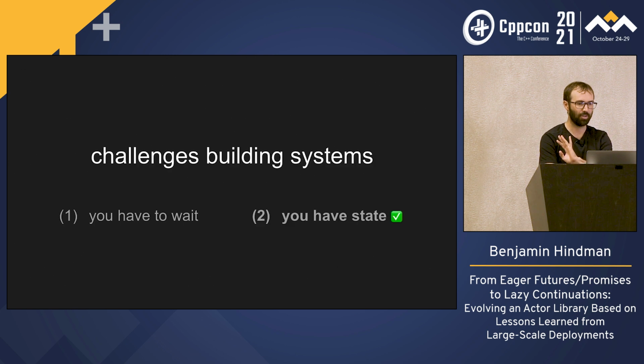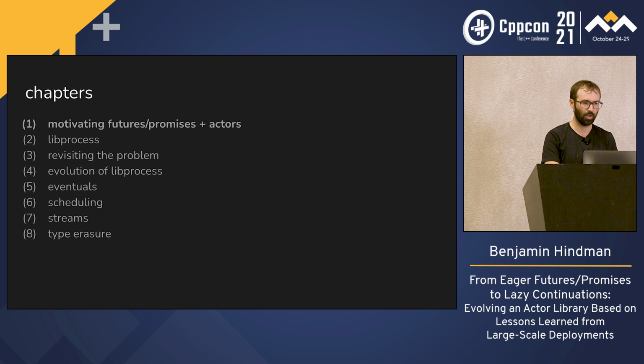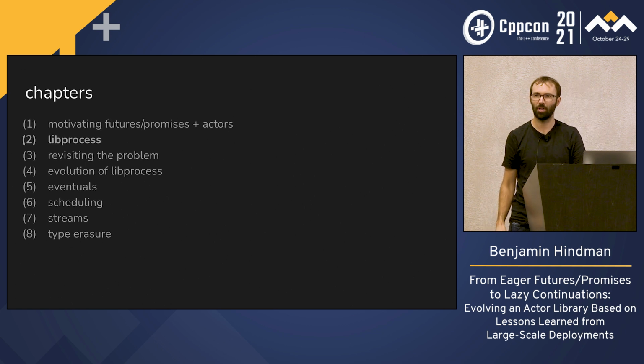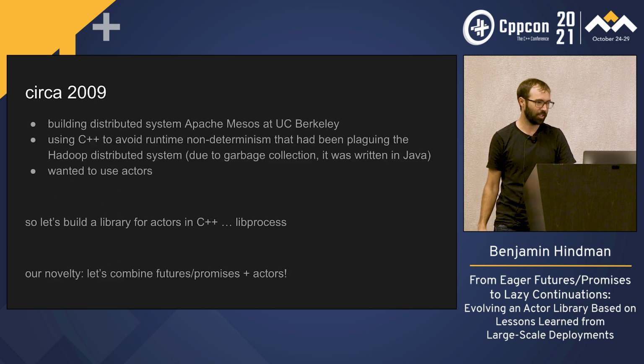So actors, okay? All right. So that for us was our two big challenges. You have to wait and you have state, and we feel pretty good. We use things like futures and promises and actors, okay? All right, so now I want to transition into the next chapter, which is talking about the library that we built that actually implements these things.